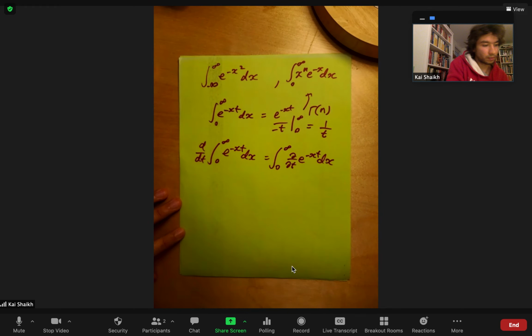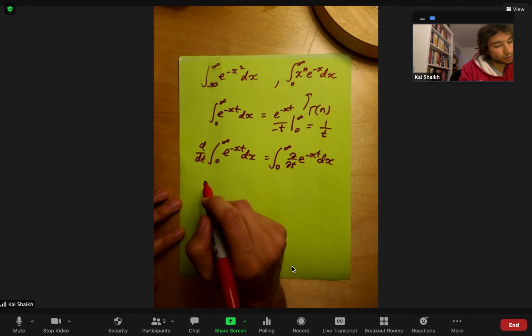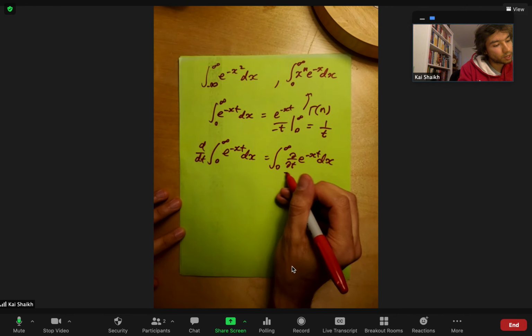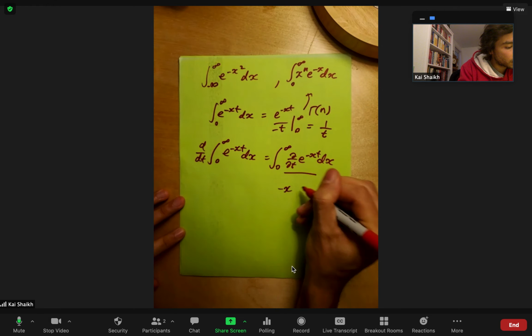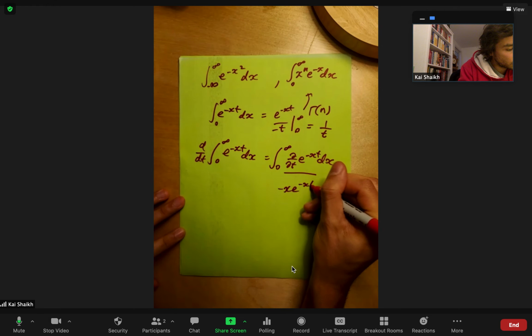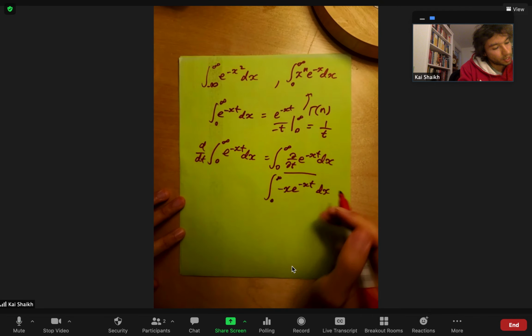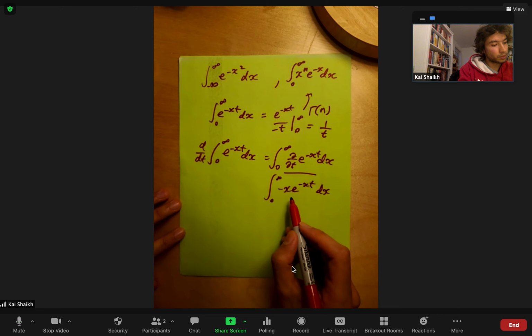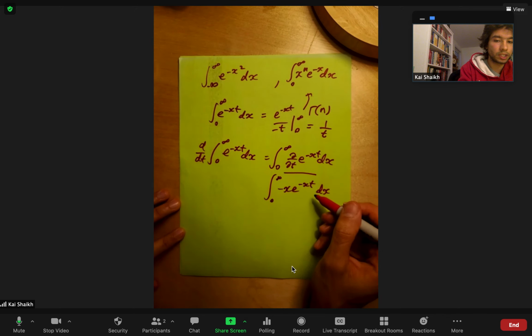Using this fact, we calculate this, and it's just minus x e to the minus xt, which we're integrating. The reason this is useful is because this is hinting at our original gamma function in the case where t equals 1.